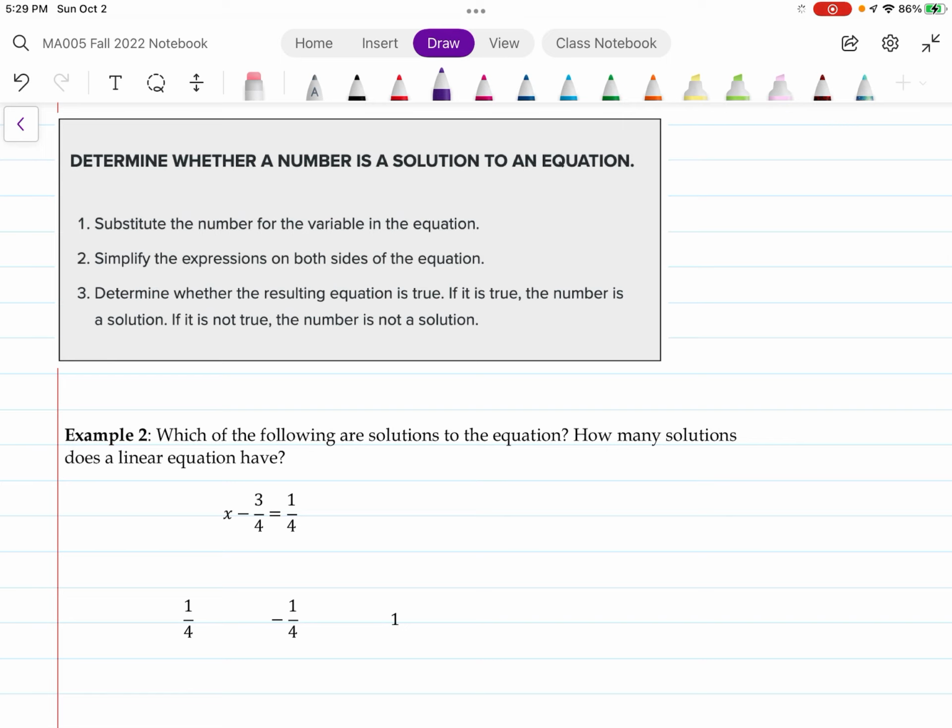All right, so which of the following are solutions to this equation, and how many solutions does a linear equation have? So let's start with the second question. How many solutions does a linear equation have? Well, it only has one solution. So that means only one of these could be true.